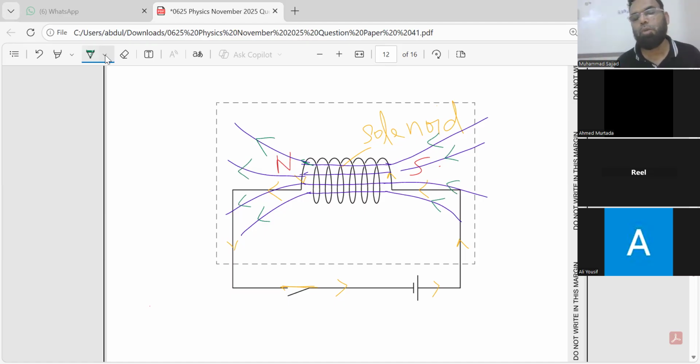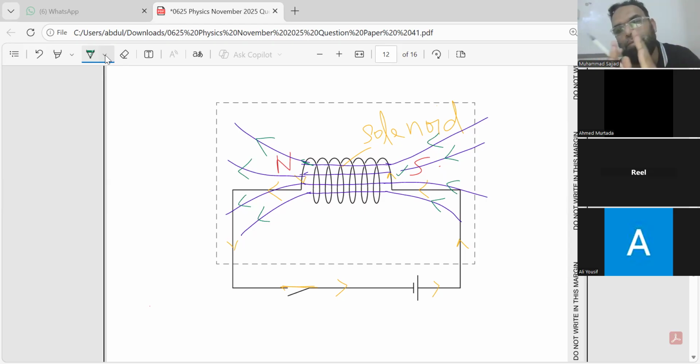Now you will score. How many marks are needed? 4. But again, first of all, we need to decide which one is north and which one is south. So right hand grip rule. See, current direction I have given you. This arrow in the coil is upward here. That is the arrow for current. Up. Curl the fingers. Thumb is pointing towards north. North and then south. So field lines will always be from north towards south. So arrows outward from north and into the south.